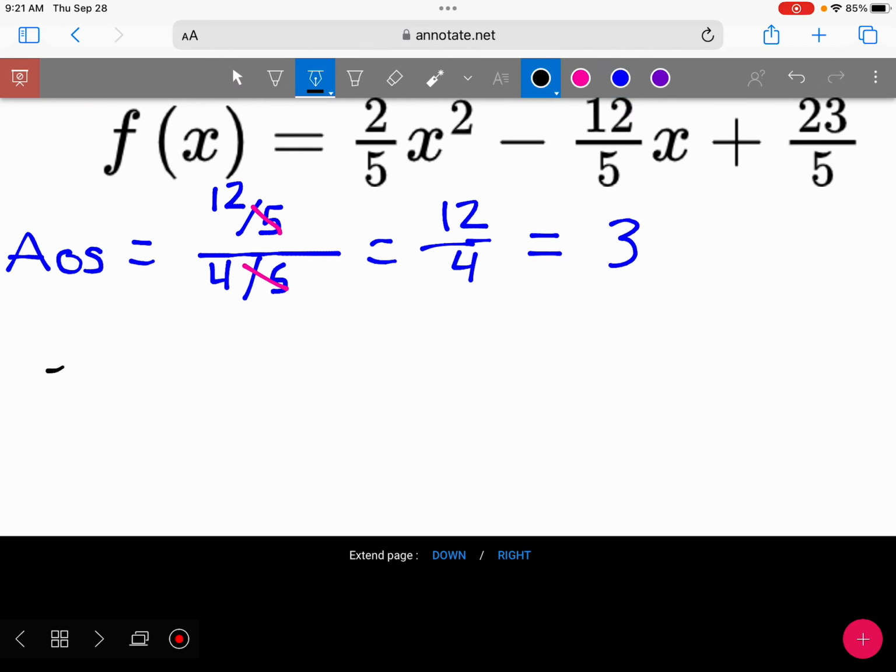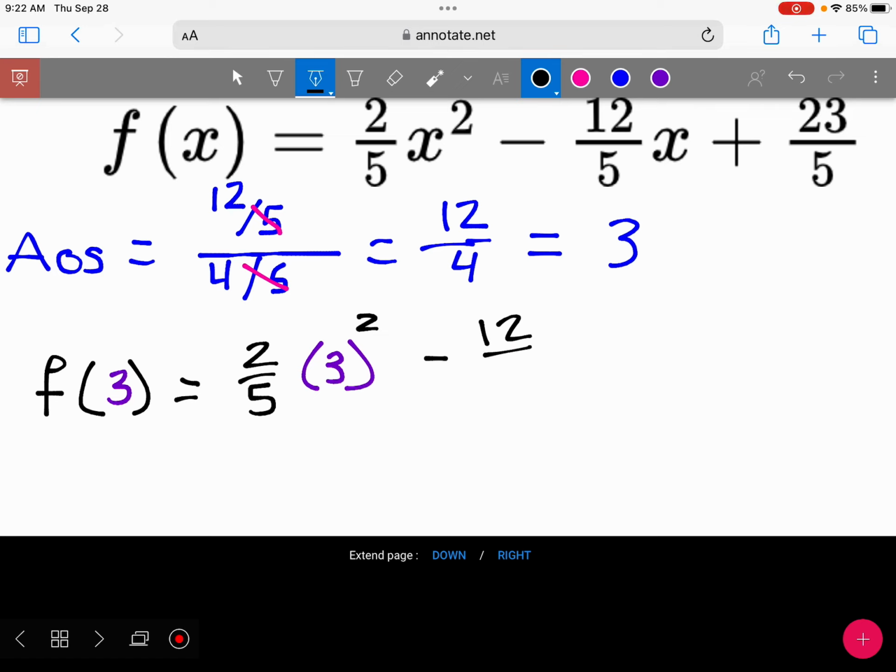So we're going to do f of 3. Two fifths times 3 squared, minus 12/5 times 3, plus 23/5.